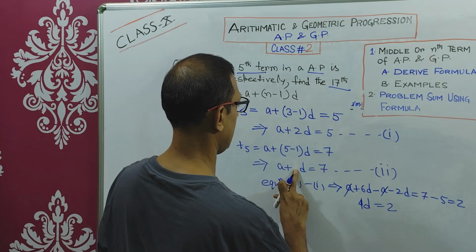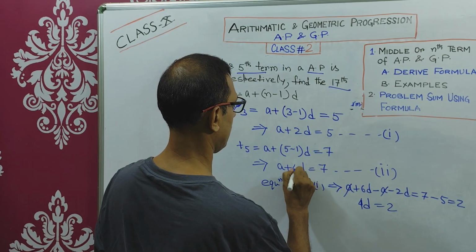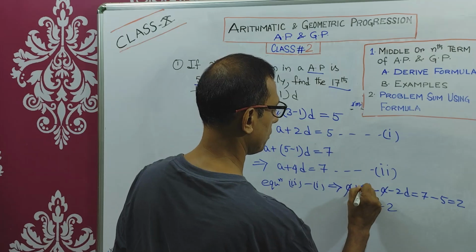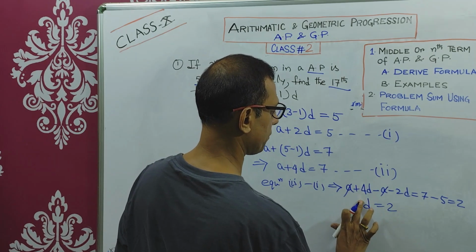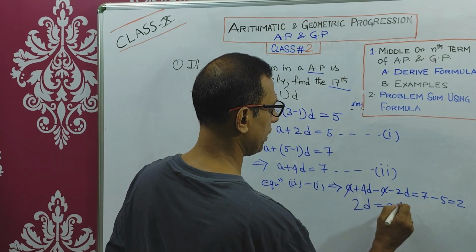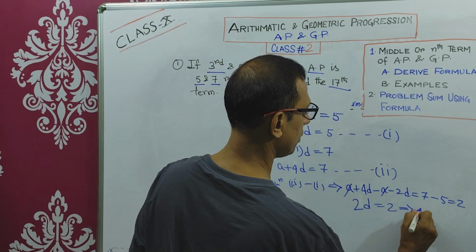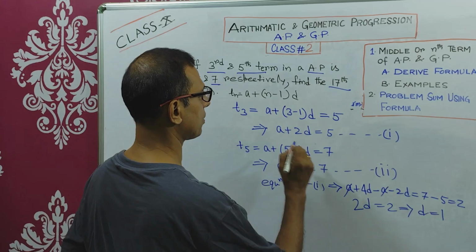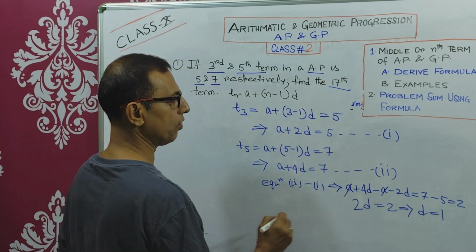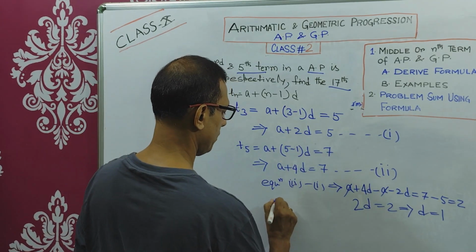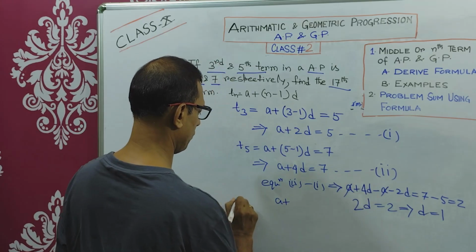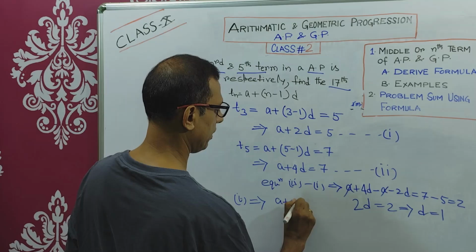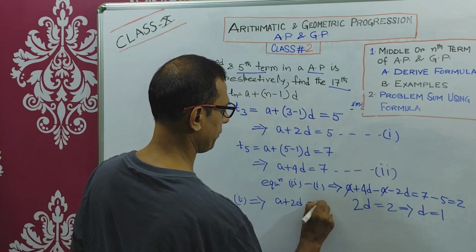Sorry, it is A4D, not 5 minus 1, it is 4. So it will be 4. It will be therefore 2. 2D equals 2, so therefore D equals 1. If D equals 1, you just find out the value of A. So from equation 1, A plus 2D equals 5.